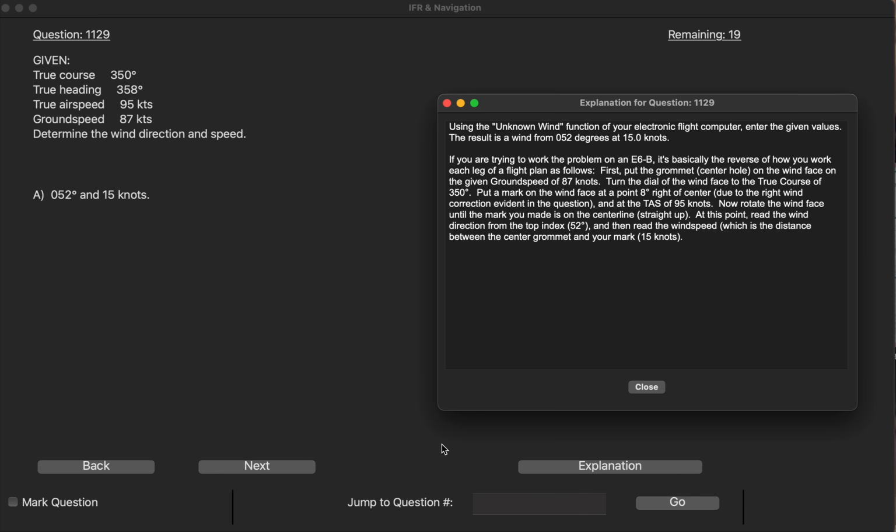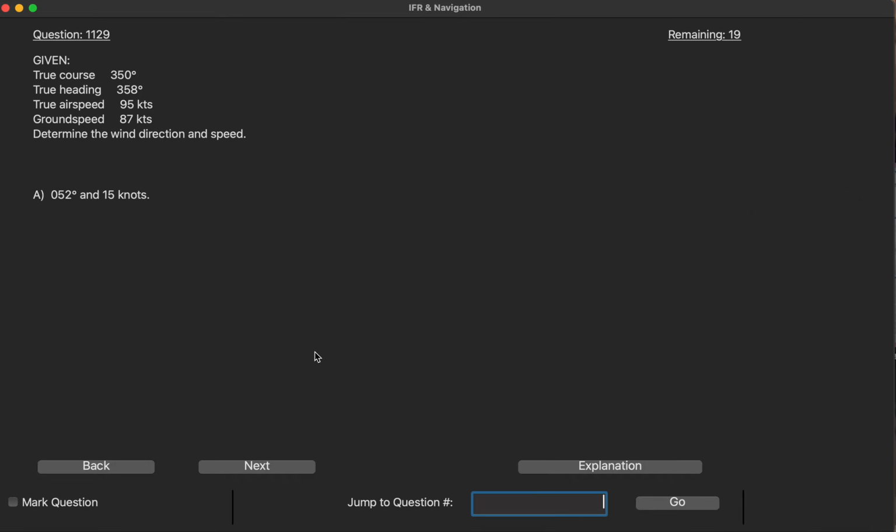This is another E6B. So given a true course of 350, true heading of 358, true airspeed of 95, and a ground speed of 87, your wind direction and speed is going to be 052 and 15 knots.